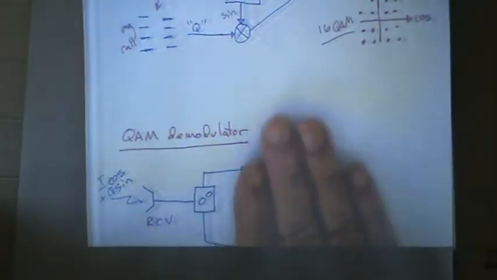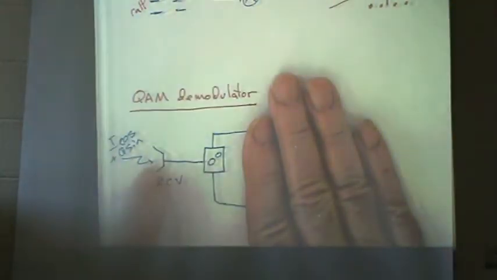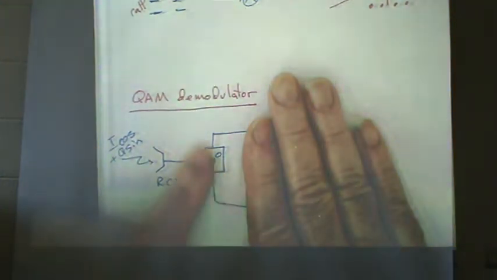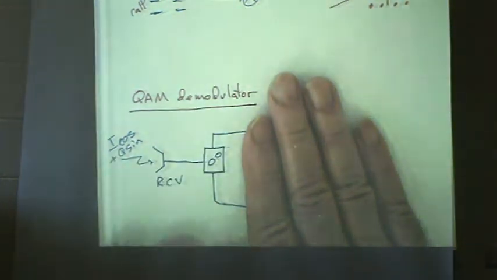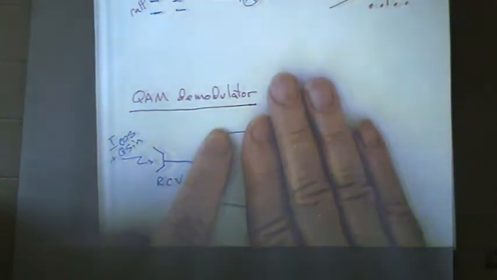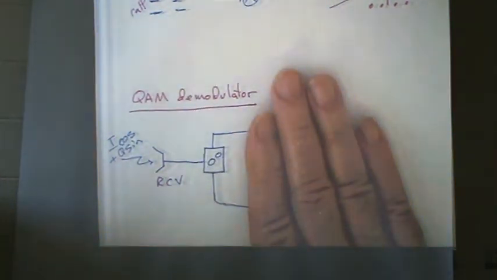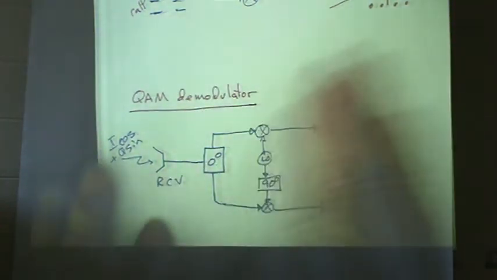Then what I'm going to do is split that into two copies. So this is a splitter, right? We know what those are. But the 0 degree splitter means if this one's cosine, that one's cosine. In other words, the two outputs of my splitter are in phase.